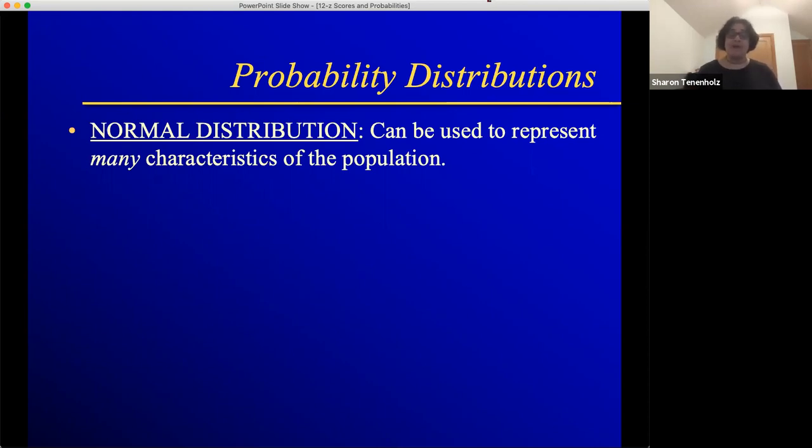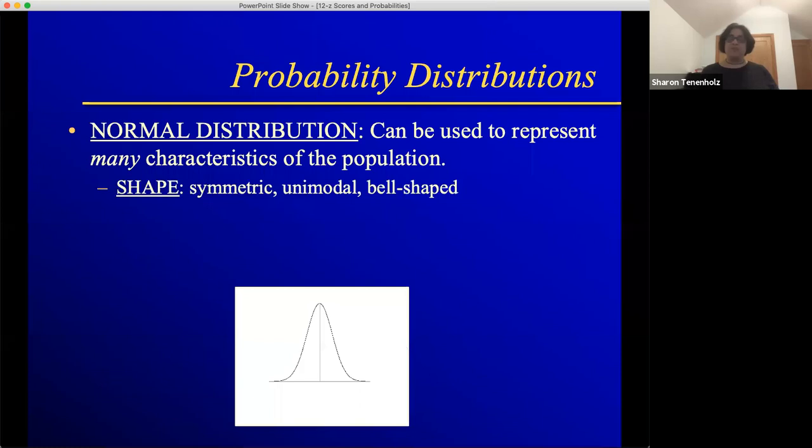Creativity is known to be normally distributed. Most people are somewhere in the middle, but there are more creative people and less creative people. Aggression level is normally distributed, and we can go on and on. Many characteristics of the population do in fact follow a normal distribution. So the shape of this distribution is symmetric around a mean. It is unimodal, there's just one hump, and it has this very distinguished bell shape, where most scores are right in the middle, and then in either direction, they taper off.